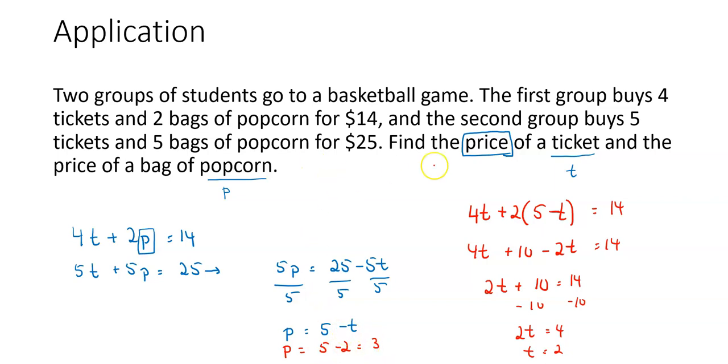3. So the price of a ticket, this must be a high school basketball game, $2 for a ticket to the game, $3 for a thing of popcorn. All right, let's see if that works. 5 times 2 is 10, 5 times 3 is 15. Yep, that adds up to 25. 4 times 2 is 8, 2 times 3 is 6, 8 plus 6 is 14. So $2 for a ticket to the game, $3 for popcorn.